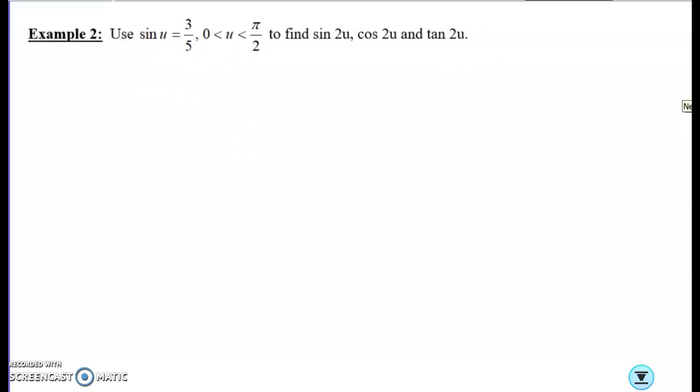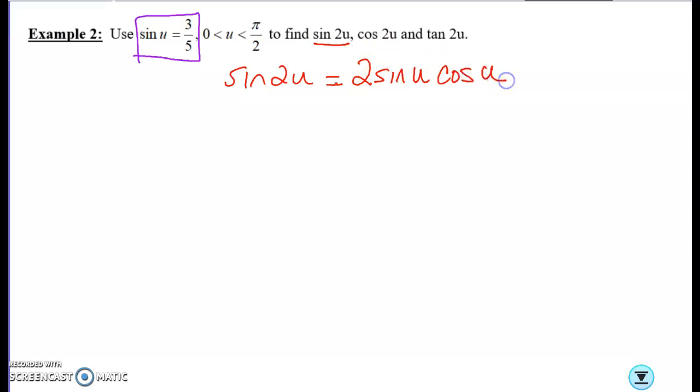Next, we're going to talk about how to solve equations in general when they don't tell you anything about the angle, and here we're just given a value like the sine of u is 3/5. You did this with the angle sum and difference identities. If you look at those formulas, we have the sine of 2u to solve for. We have the cosine of 2u and the tangent of 2u. The formula for the sine of 2u is 2 sine u times the cosine of u.